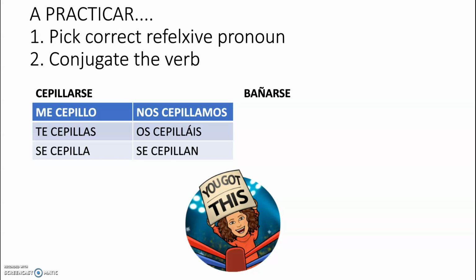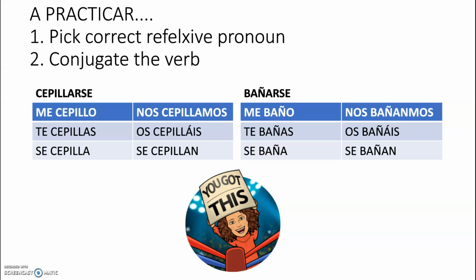Here are our 6 conjugations for cepillarse. Me cepillo is I brush, let's talk about our teeth. Me cepillo, I brush my teeth. Te cepillas, you brush. Se cepilla, he or she brushes. Nos cepillamos, we brush. Os cepilláis, y'all brush. And then se cepillan is they brush.